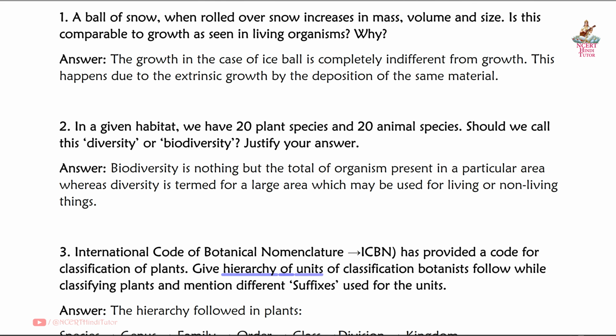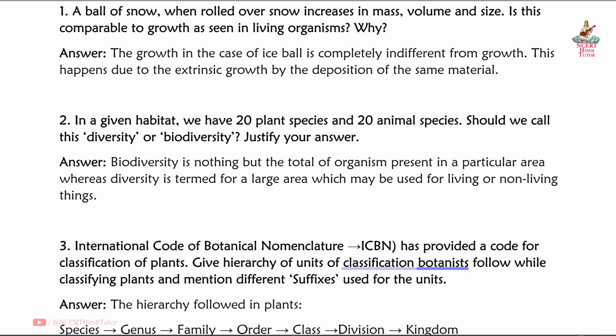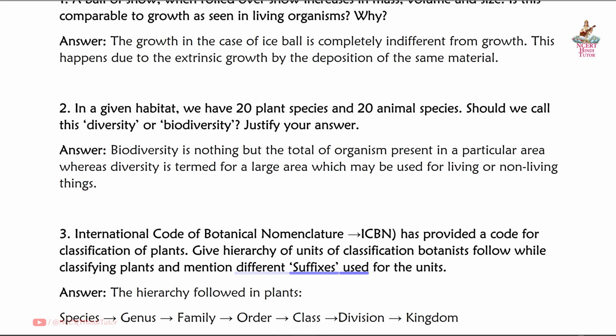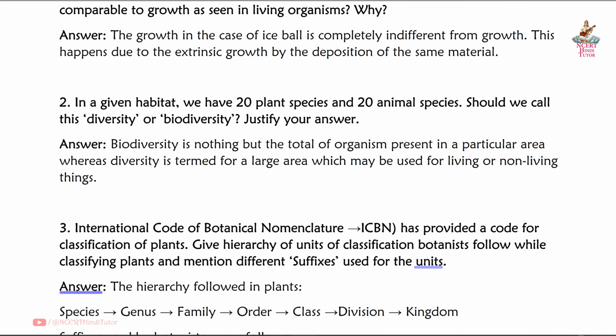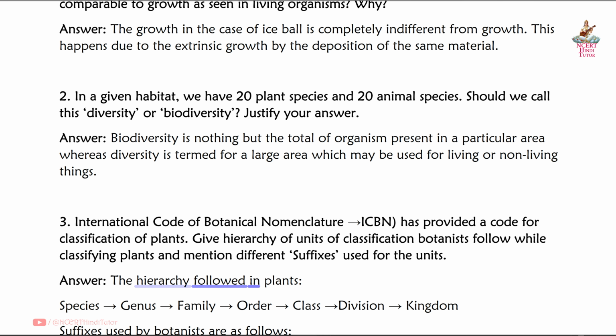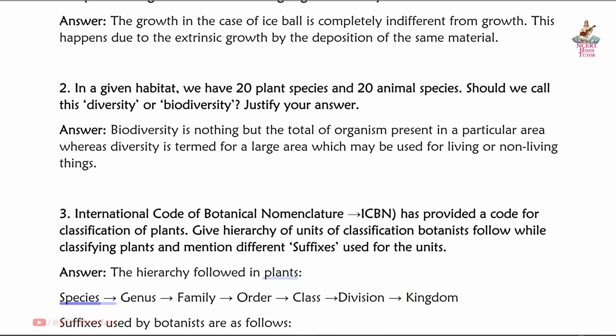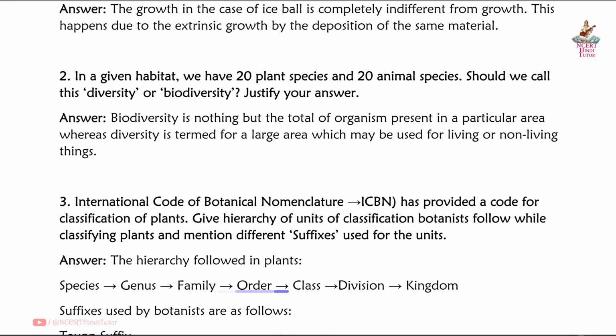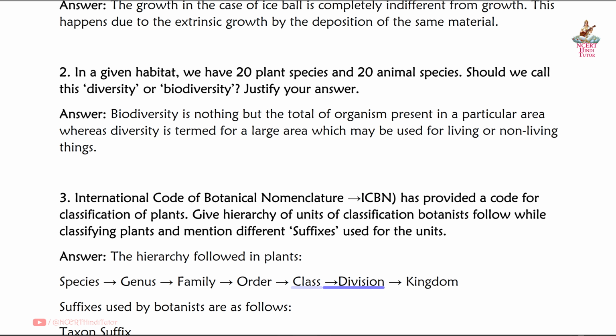Give hierarchy of units of classification botanists follow while classifying plants and mention different suffixes used for the units. Answer: the hierarchy followed in plants. Species → genus → family → order → class → division → kingdom. Suffixes used by botanists are as follows.